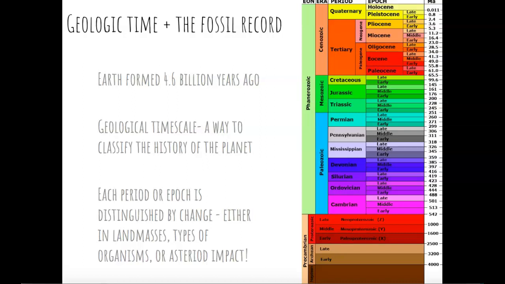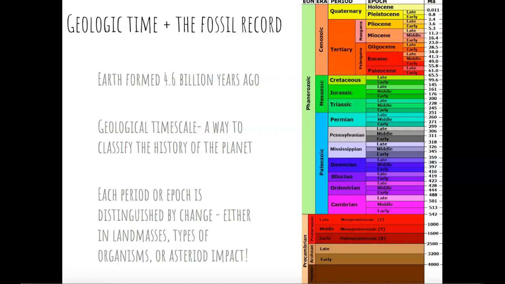About 2.4 million years ago, the genus Homo seems to have evolved. And if we look at the Pleistocene epoch within the Quaternary period, that would have been when we would have seen cavemen and early humans. The Holocene epoch is the time period that we are living in now. That's modern man. So each period or epoch is distinguished by a change, either in land masses, types of organisms, or an asteroid impact.